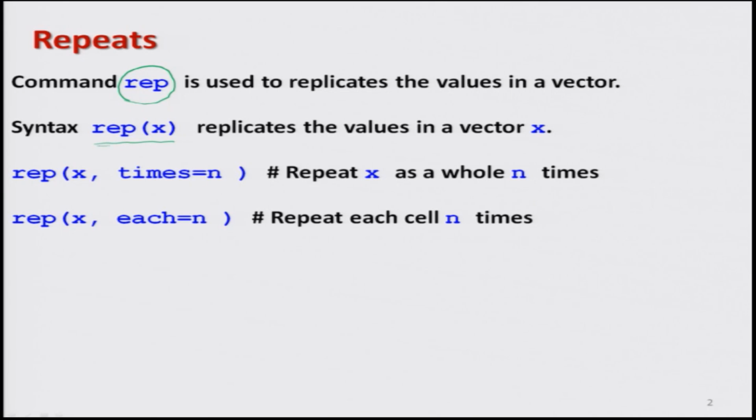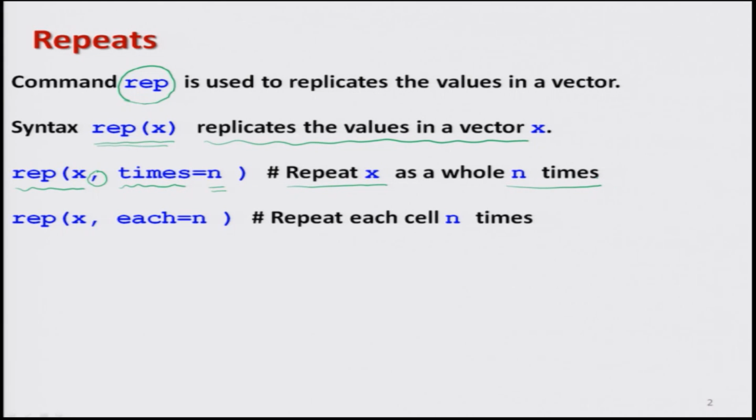For example, when I write rep and inside the brackets the variable x, and suppose x is a vector, then rep x will replicate the values in the vector x. Another option is rep x, comma, times equal to n. This means repeat the values inside x for n number of times.